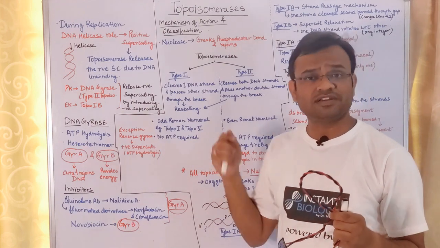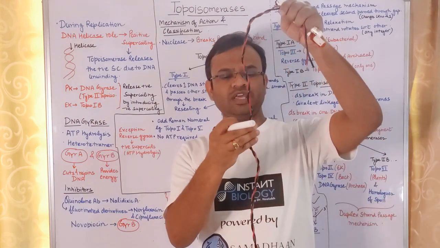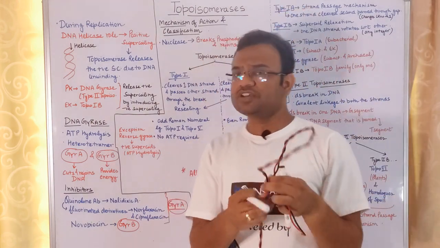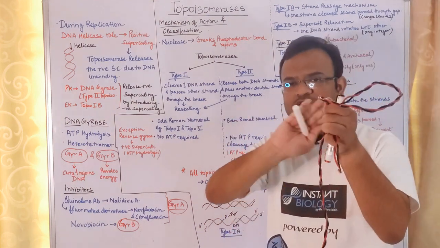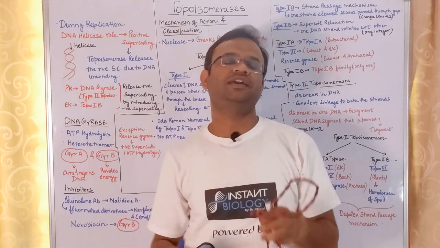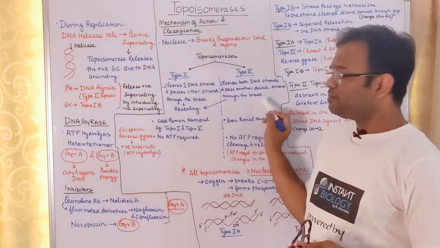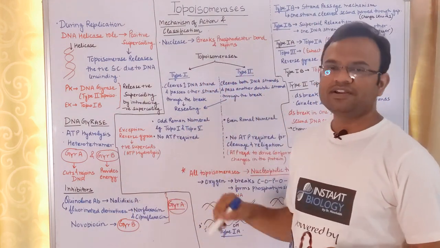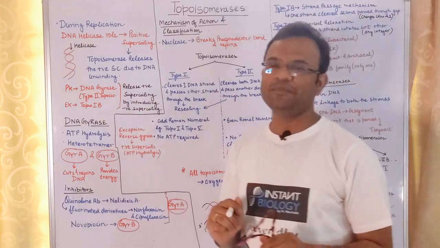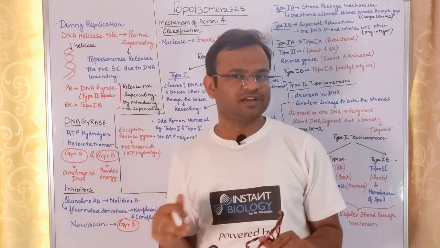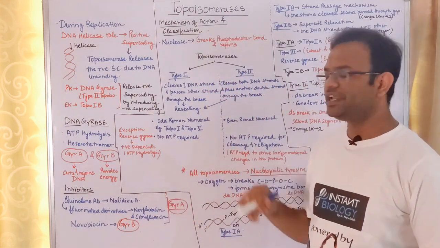The major difference is that in type 1 topoisomerase, only one strand is broken. In case of type 2 topoisomerases, both the strands are broken and one DNA is passed through the other DNA, passed through the break, and then after that it is resealed. So this is the major difference between type 1 and type 2 topoisomerases. I've seen students getting confused in this, so you should have a clear idea about this.